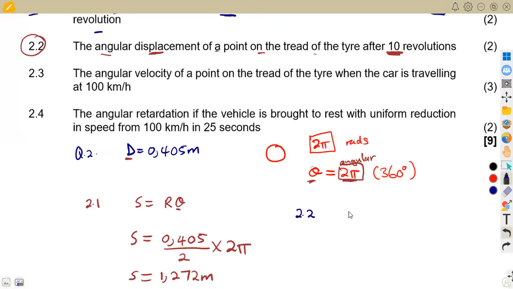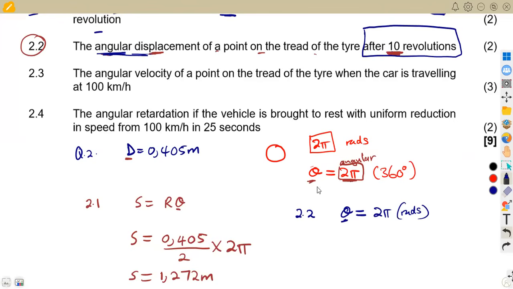All right, so this one was a direct question. We are saying in a complete revolution, theta is equal to 2 pi radians, where theta represents the angular displacement. So if you are given 10 revolutions, how many revolutions are we having when theta is equal to 2 pi? This is one complete revolution. So if there are 10, we are simply going to multiply. So our theta is going to be 2 pi times the 10 revolutions.